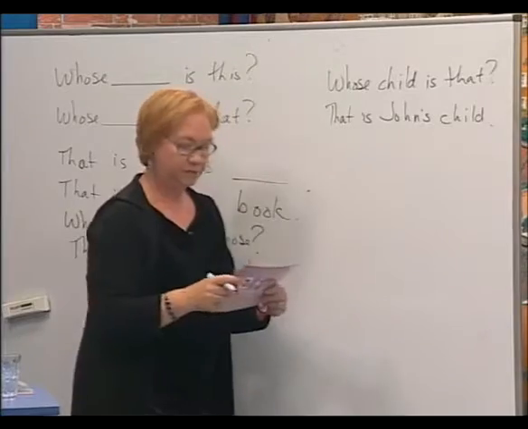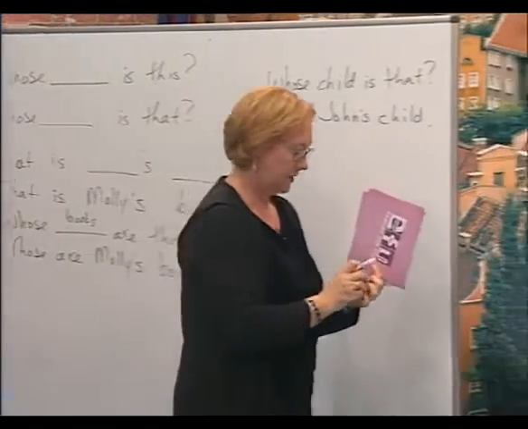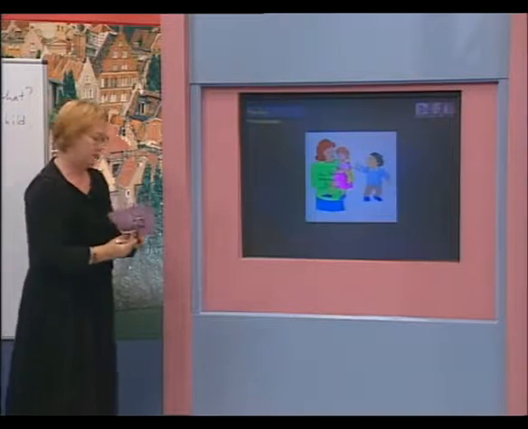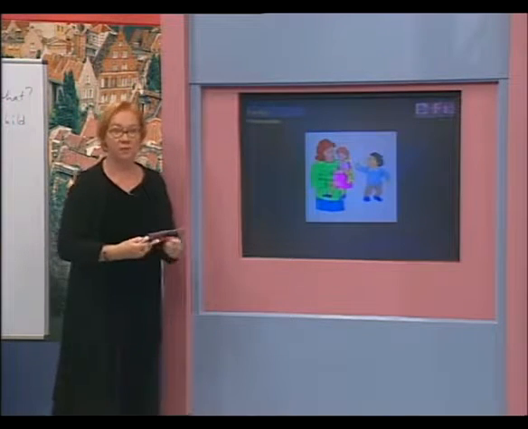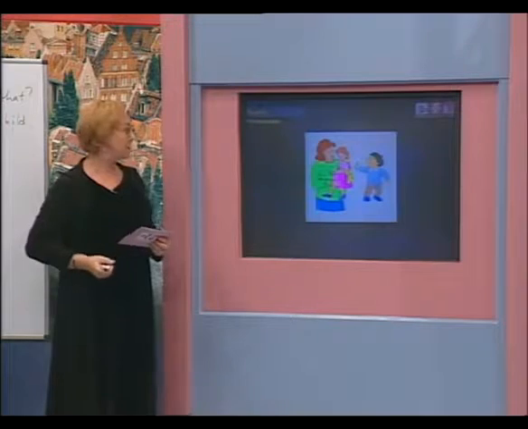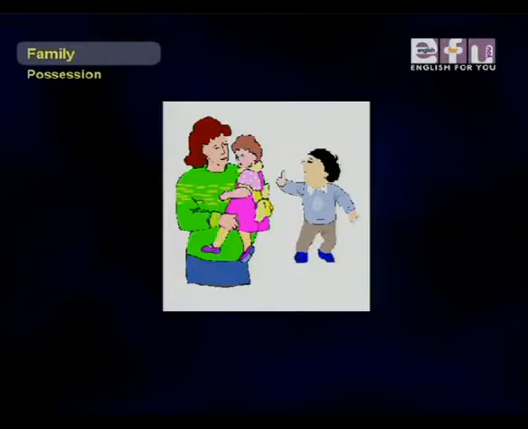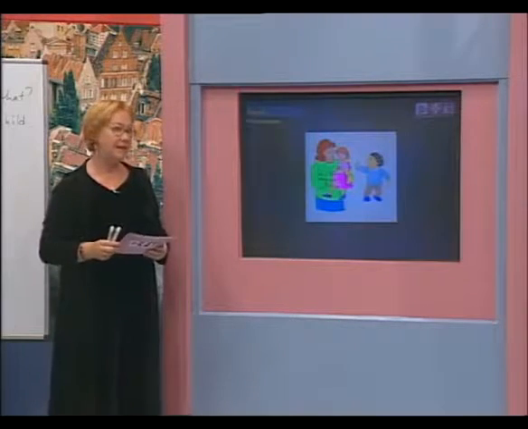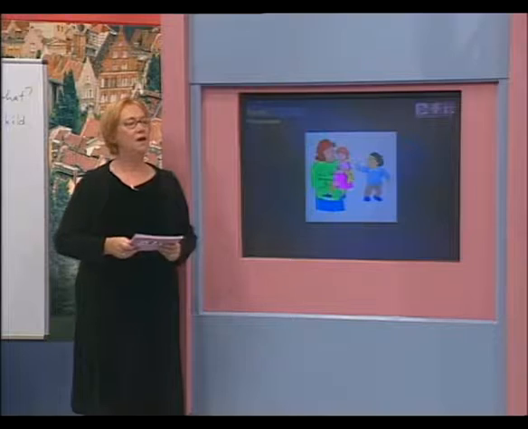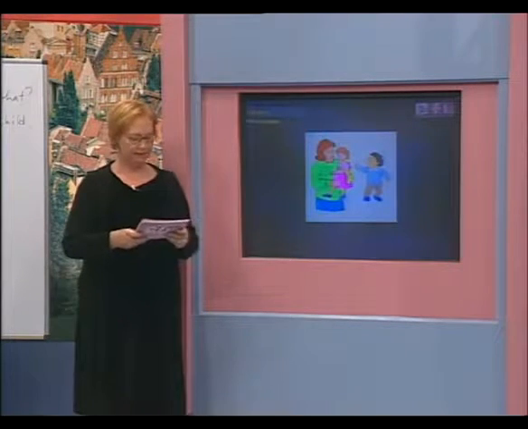Okay, now let's look at the photos again, and we'll practice a little bit. Now let's look at the first photo. I'm going to ask you some questions. Ali, who is this? That is Anne. Lisa, whose children are these? They are Anne's children. Ali, who is Daniel's ex-wife? Anne is Daniel's ex-wife. And Isabel, who is Anne's ex-husband? Daniel.